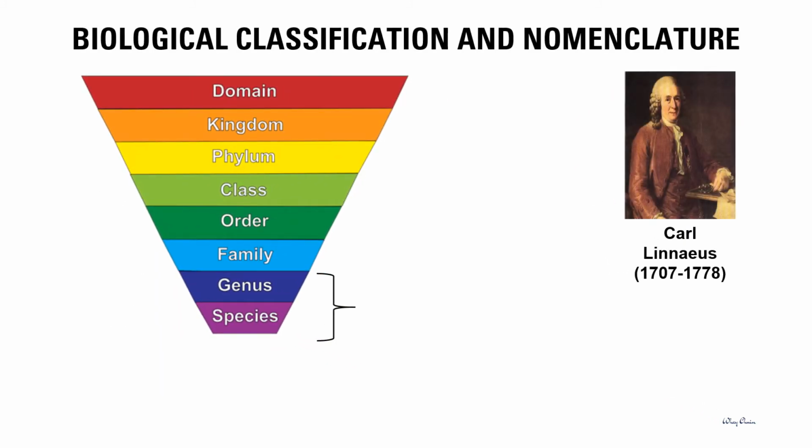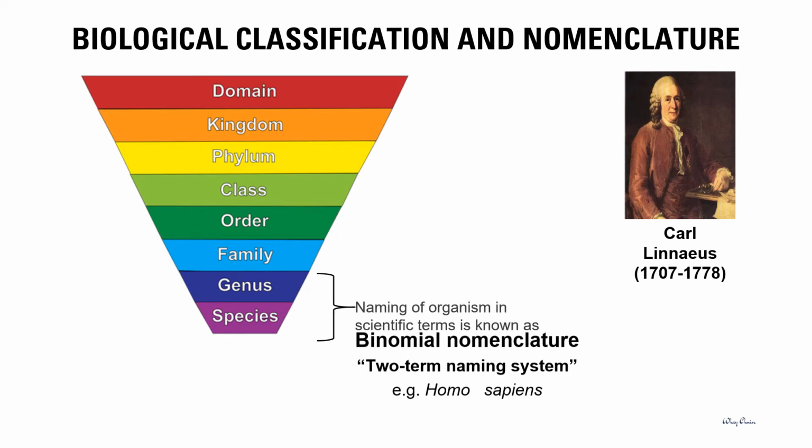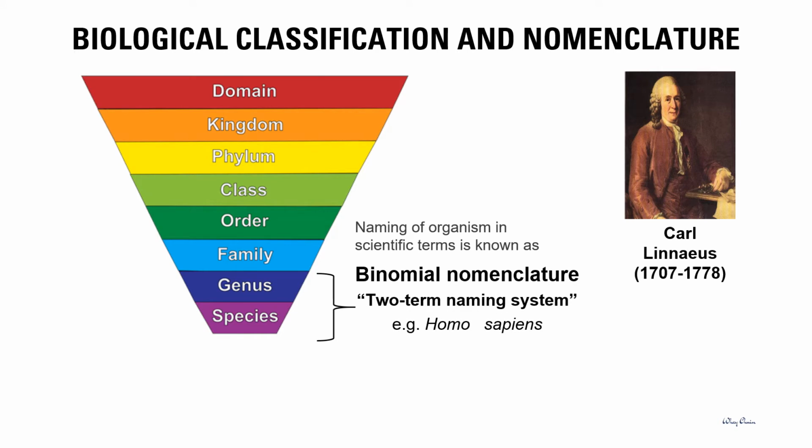Carl Linnaeus suggests a specific method to name each organism with a scientific name, according to the biological classification. The method is called binomial nomenclature. Bi means two, nomial means the name or the terms of the organisms, and nomenclature means the naming system.